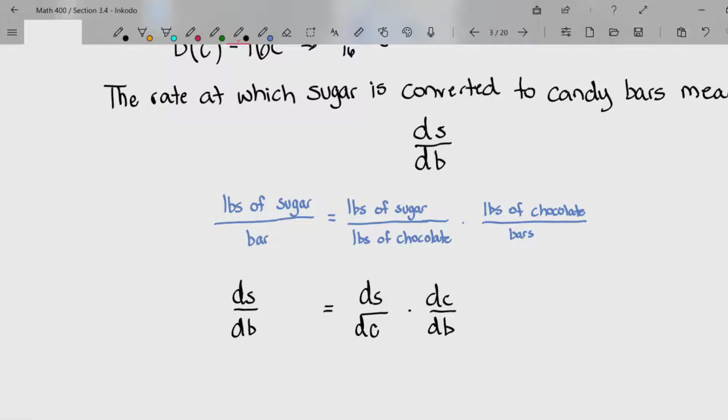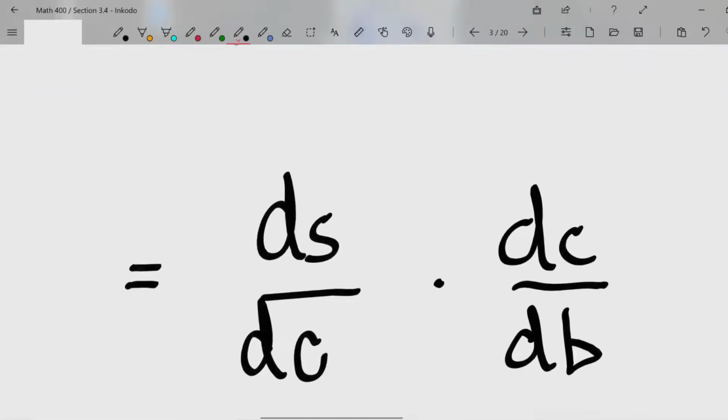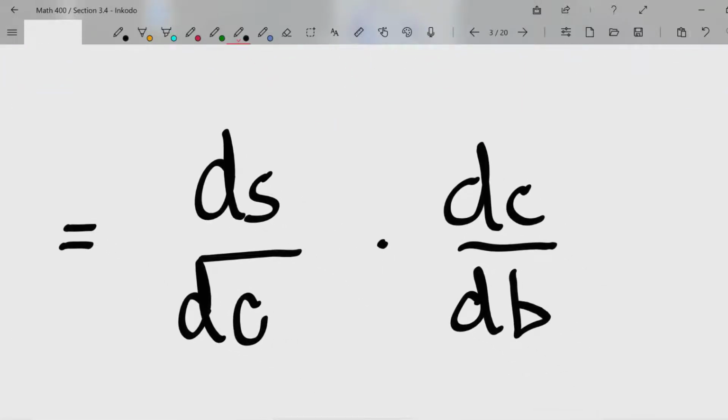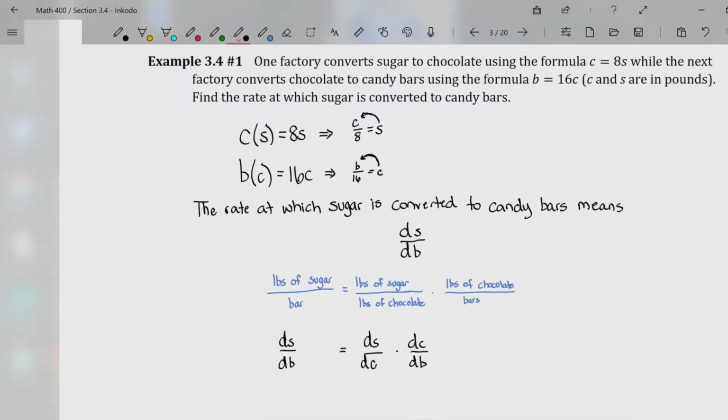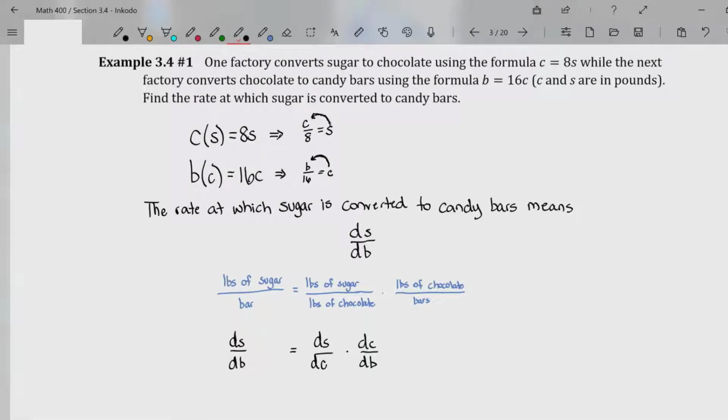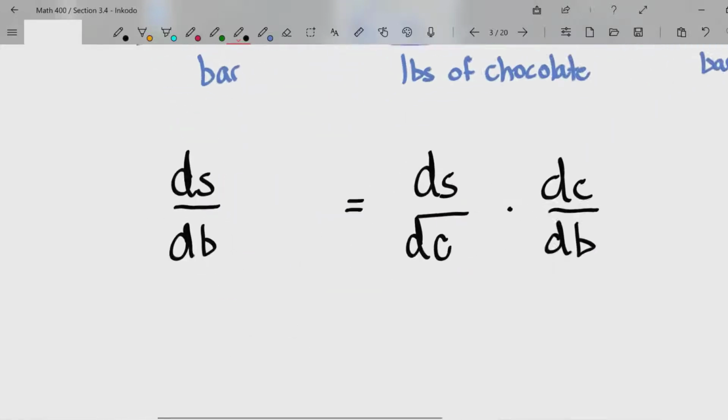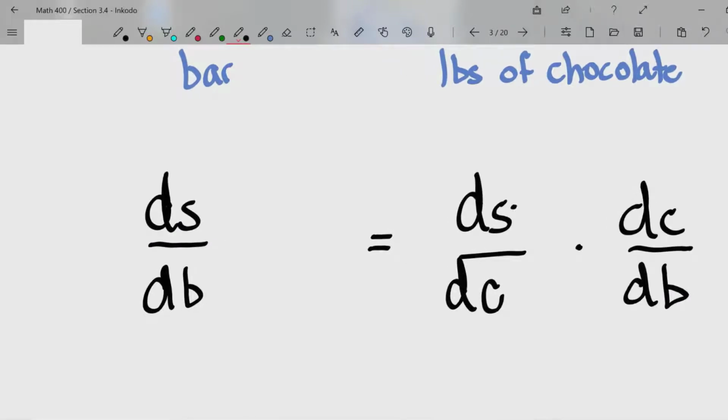We're taking this stopover because sugar does not get directly translated into bars via our formula. Instead, sugar gets transformed into chocolate. Then chocolate by another machine gets transformed into bars. So we have to convert sugar to chocolate and then take that chocolate and convert it to bars. This visual is actually the chain rule.